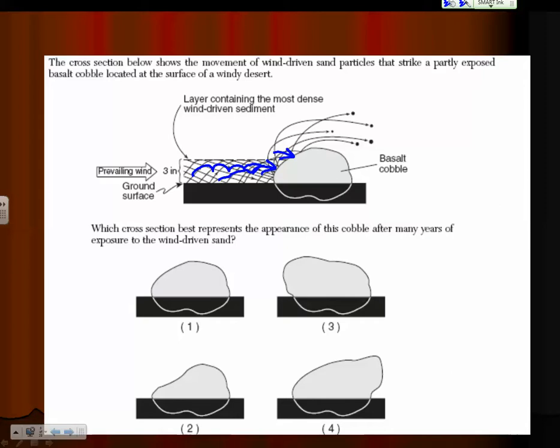They want to know which picture it would look like. And it's going to smooth out this area on this side, but leave this area relatively untouched. And so the best choice would be 3. That's your ventifact, which, remember, is just the name of a rock that's been eroded heavily by wind.